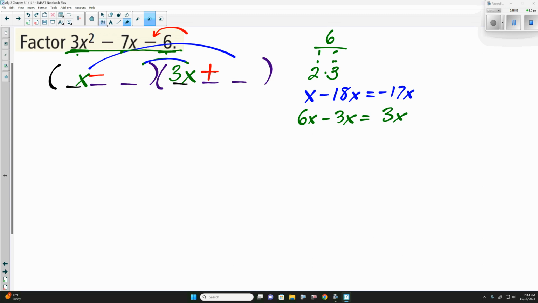2 and 3? Oh yeah, we already have it. So have we tried 2 and 3 yet? No. So what's going to go first? Wait, no. I thought we just said that wouldn't work. This wouldn't work because 3x and 3, right? Yeah. We can still check it. X times 3 is 3x. Negative 2 times 3x is negative 6x, giving us negative 3x. So that doesn't work.